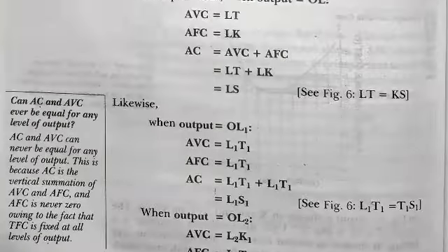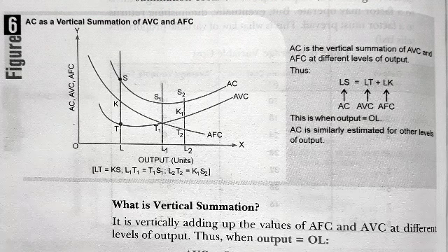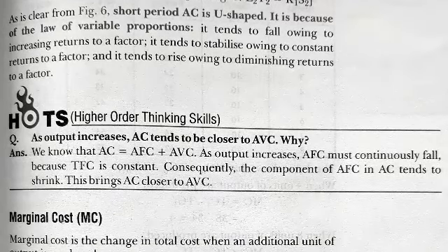Now you can see between S1 and S2, it has, we can say, a flat stretch. It starts to stabilize because of the constant returns to a factor, and it tends to rise owing to diminishing returns to a factor. Ultimately, when diminishing returns to a variable factor start to occur, we face a rising average cost curve. Now this was our topic for the day, and our next topic will be marginal cost.